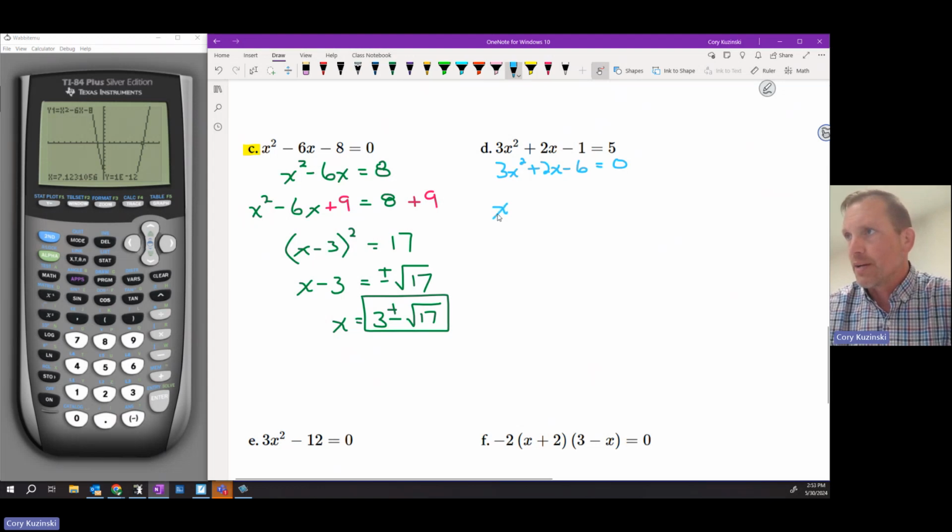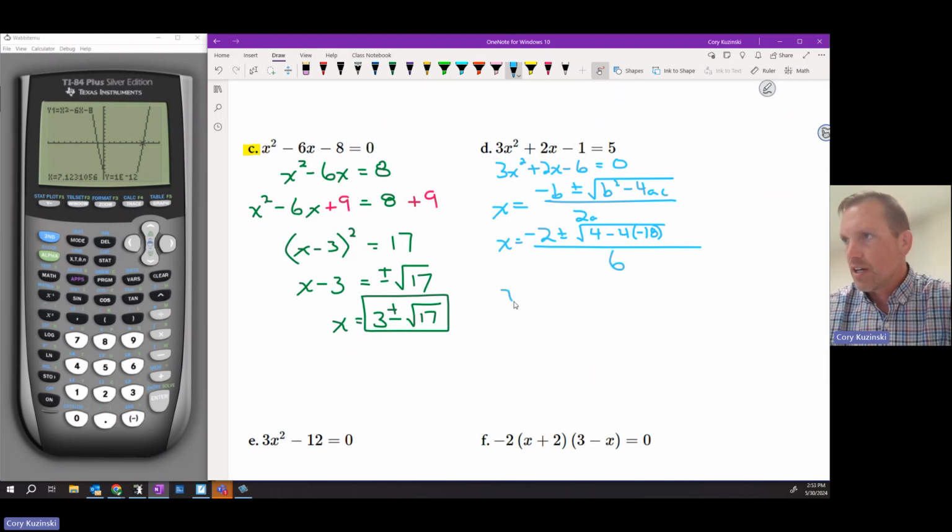All right, quadratic formula time. Again, negative b plus or minus the square root of b squared minus 4ac, all over 2a. All right, let's roll. Negative b, negative 2, plus or minus the square root, b squared, 2 squared is 4, minus 4ac. 3 times negative 6 is negative 18. All over 2a. 2 times 3 is 6. Great. x equals negative 2 plus or minus the square root.